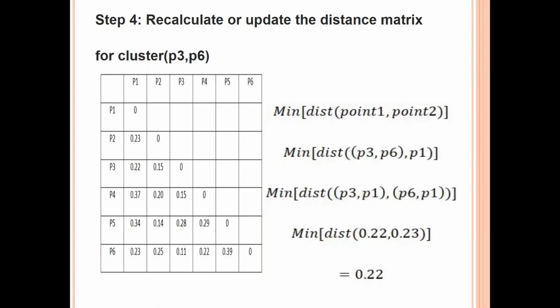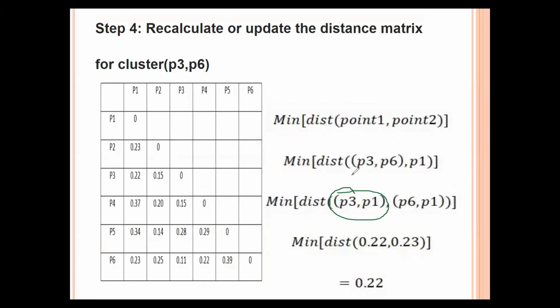Okay, so let's say the first data point is P1. Here you can see this is P3 to P1. Here we are finding out the distance from P3 and P6 to P1, and we are finding out the minimum distance. So our first pair would be P3, P1 and the next pair would be P6, P1.